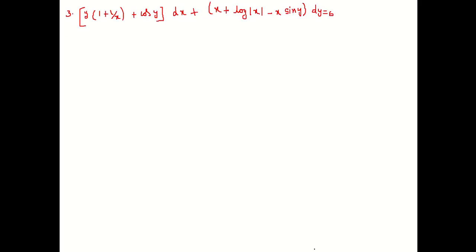Okay, I hope everyone understood that problem. Next problem: y(1 + 1/x) + cos y dx + (x + log|x| − x sin y) dy = 0. Here what is M? The dx coefficient. The given problem is directly in the form M dx + N dy = 0. Here M equals y(1 + 1/x) + cos y.